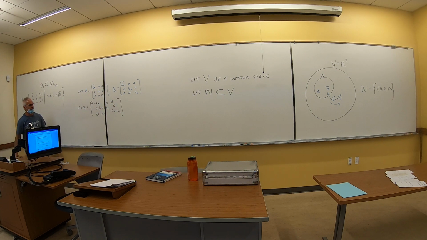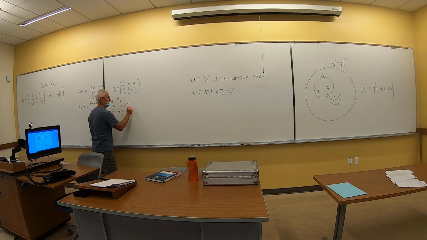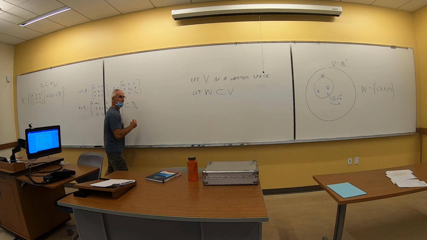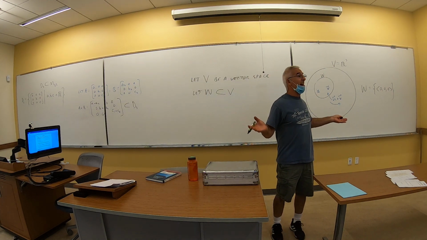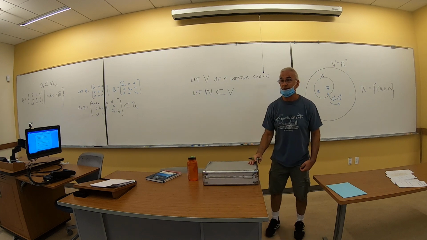Does that look right? Okay, I made up 2 random diagonal matrices, added them together, and I got that. Question. Is this contained in D3? Yes. Is it still diagonal, in other words? That's really the question. Is it still diagonal?